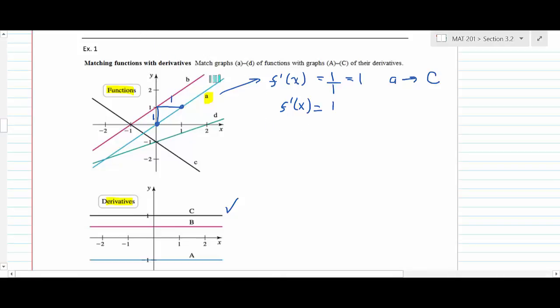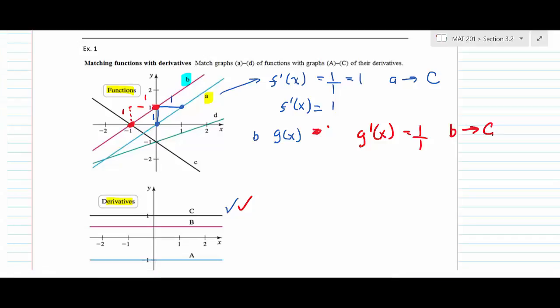Now let's look at B. We'll call this g of x. This is for B. What's its slope? Is its slope any different? That looks the same. There are 2 points on that red line, so it looks like you're going up 1, right 1. So when you do the derivative g prime, you're going to get 1 over 1. So that also is going to match C, isn't it? It's the same derivative. So this function B also matches C. You get the gist of what I'm doing?